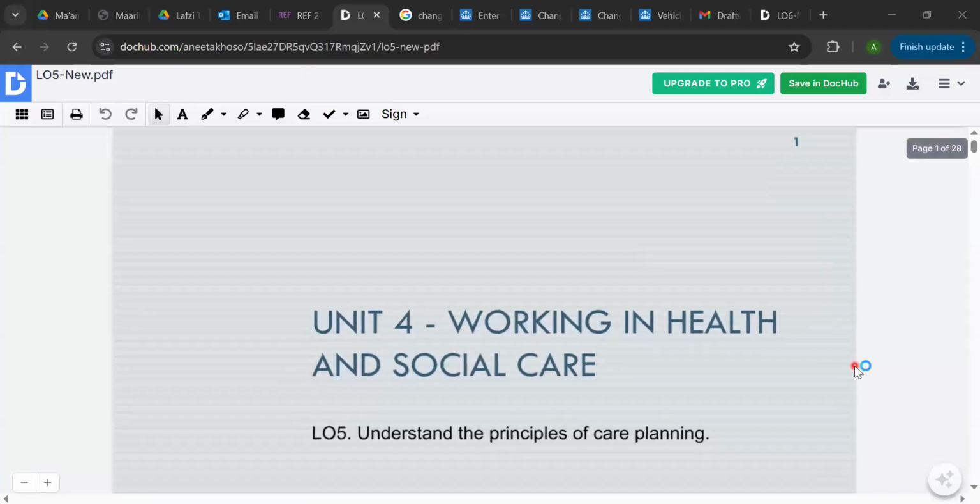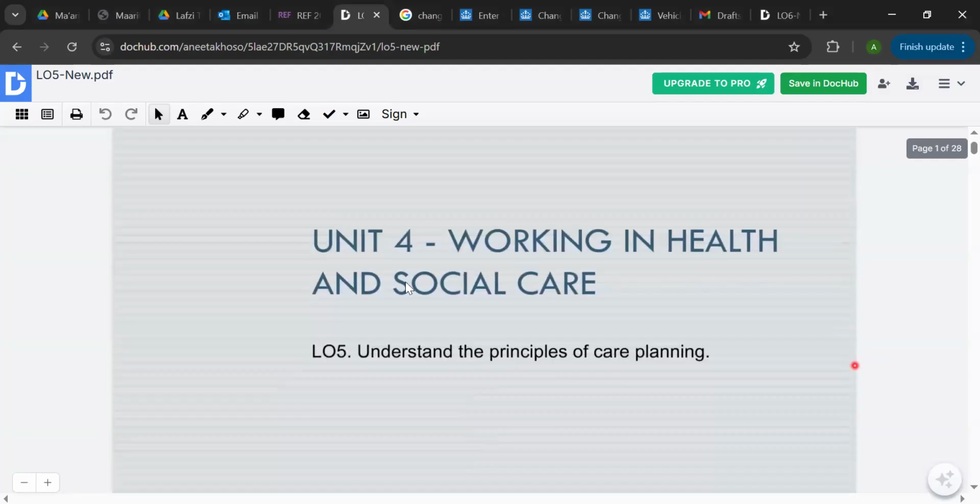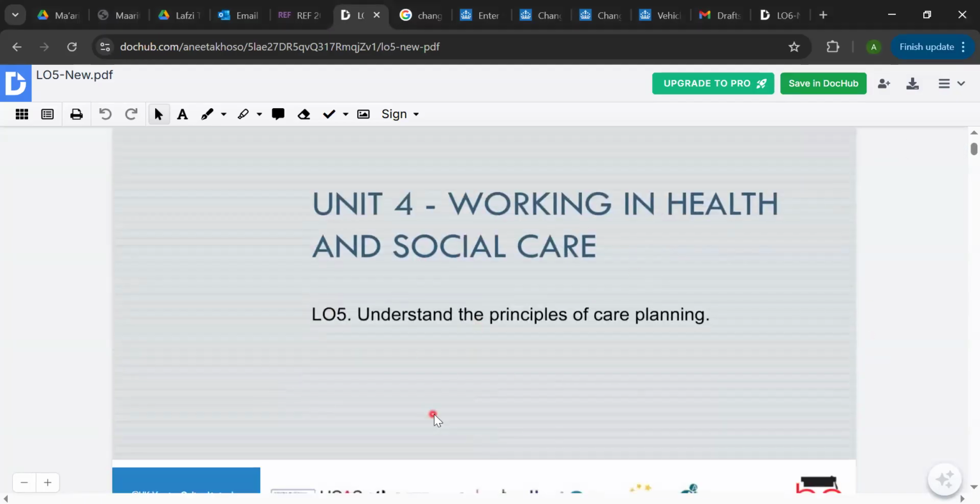We were studying about understanding the principles of care planning. We'll be doing learning outcome 5 today, and we will also complete learning outcome 6, which then takes us to the 11th of October, that is next weekend, Saturday, when we will have a discussion on our assessment. So I would highly recommend everyone to attend that session.